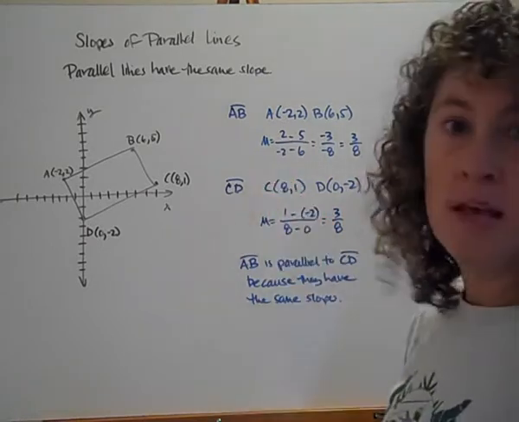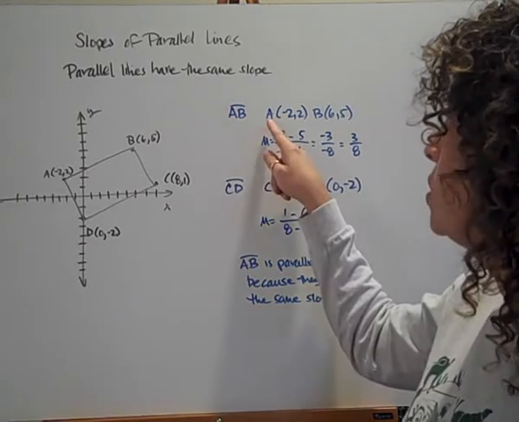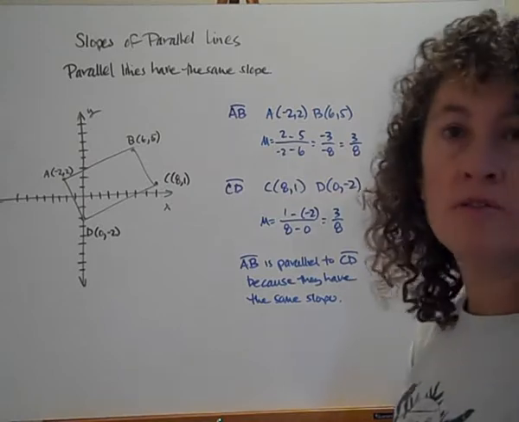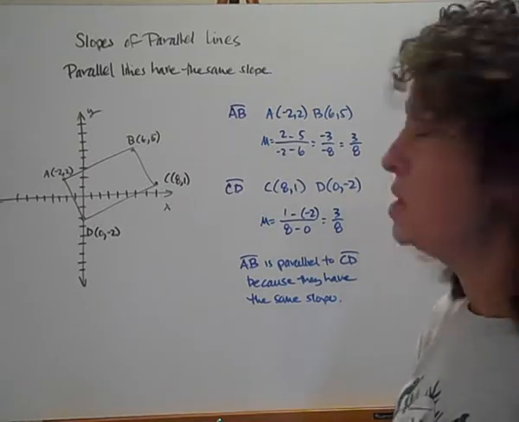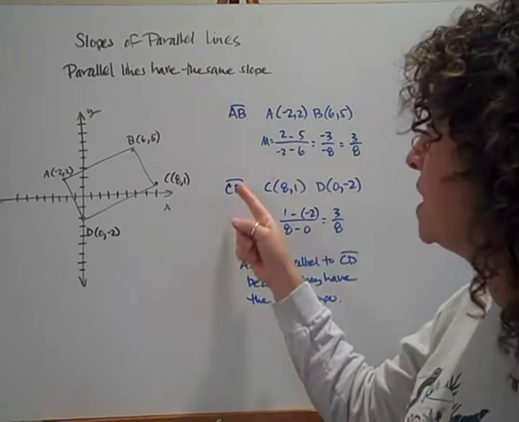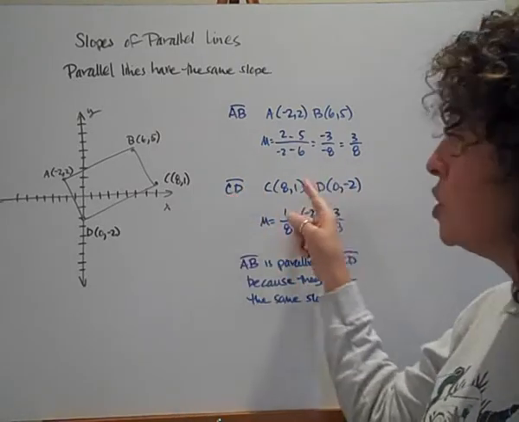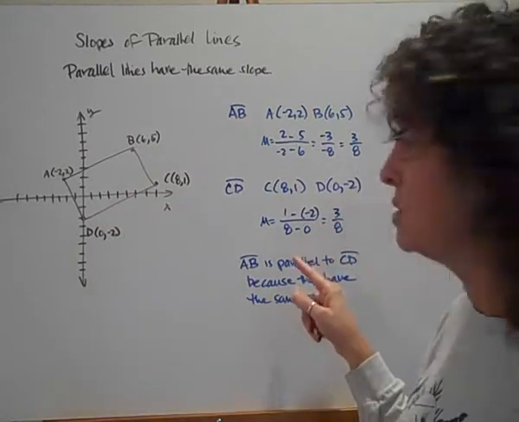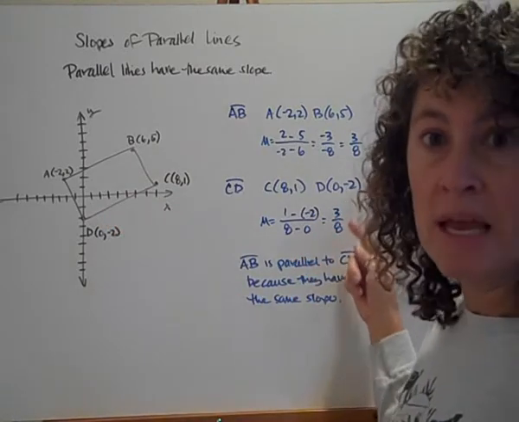So let's take a look at lines AB and CD. Line AB has 2 points in it, A and B. I'm going to take those ordered pairs and find the slope of the line that goes through those points. In this case, I end up with a slope of 3/8. I'm going to take line CD, take the 2 points that I know are on CD that have been given to me, and find the slope through those 2 points also. And I end up with a slope of 3/8 also.